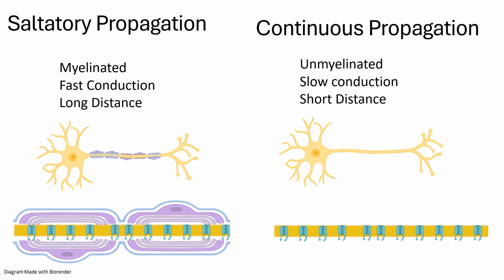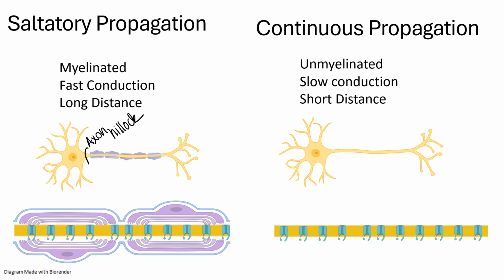There are two types of propagation or conduction: saltatory propagation or conduction and continuous propagation or conduction. Propagation refers to how an action potential moves down an axon once it has passed over the axon hillock. So propagation refers to how an action potential moves between the axon hillock and the axon terminals. This is an example of positive feedback.